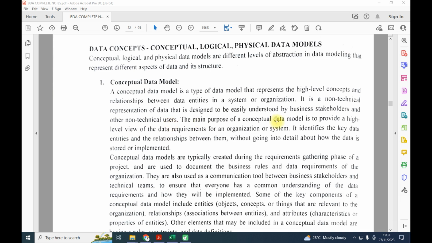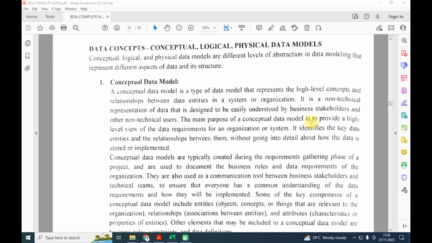The main purpose of a conceptual data model is to provide a high level view of data requirements for an organization or system. It identifies the key data entities and relationships between them without going into detail about how the data is stored or implemented. So it is used by non-technical users, and is easily understood by business stakeholders and non-technical users.